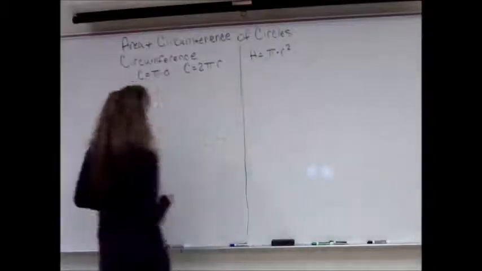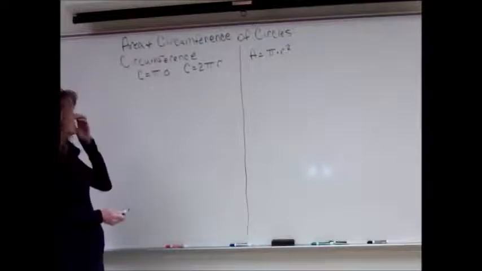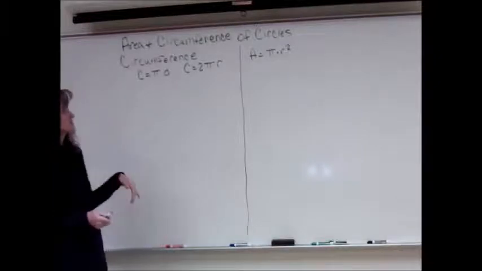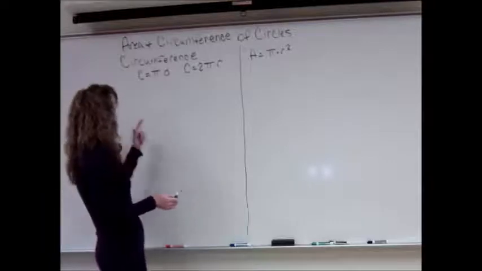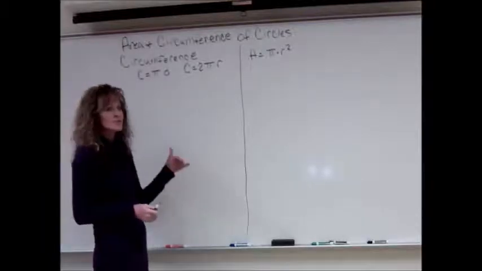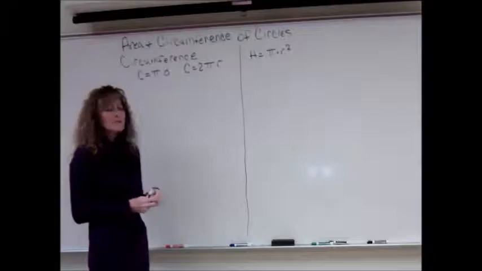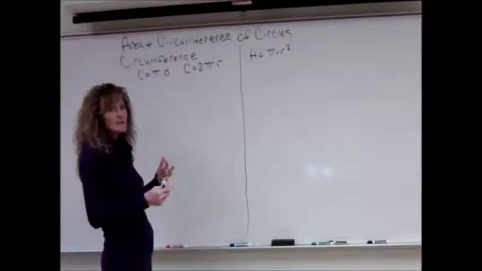Today we're going to learn and review, because you already know, about area and circumference of circles. And we're going to work some problems out. First of all, let's talk about circumference and what circumference is. Circumference is the distance around the outside of the circle.